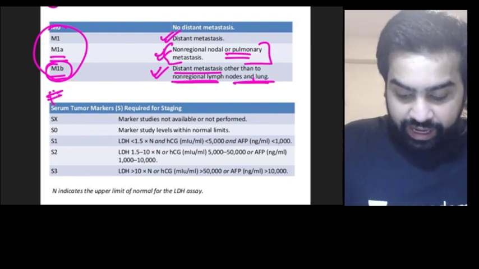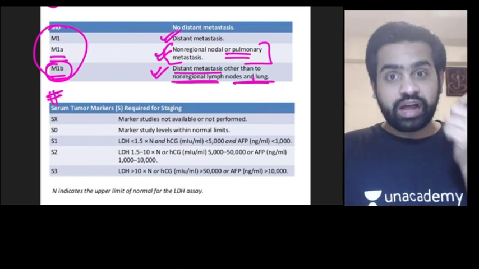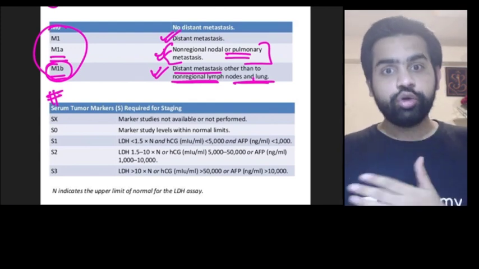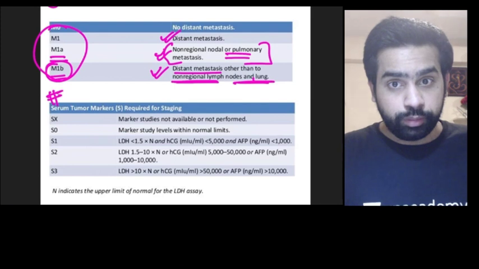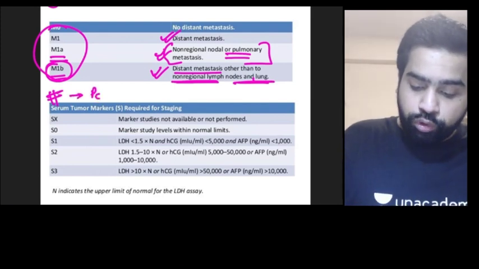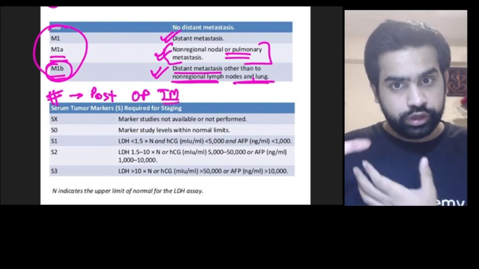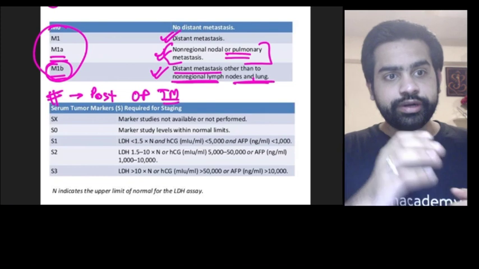Then lastly, as we told you, the tumor markers are actually included as a part of staging. So yes, tumor markers are included as a part of staging, but what are these tumor markers? These are the post-operative tumor markers. After you have done an orchidectomy, the tumor markers which you get after that are included as a part of staging.